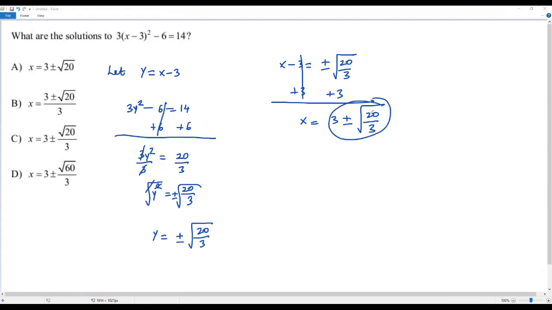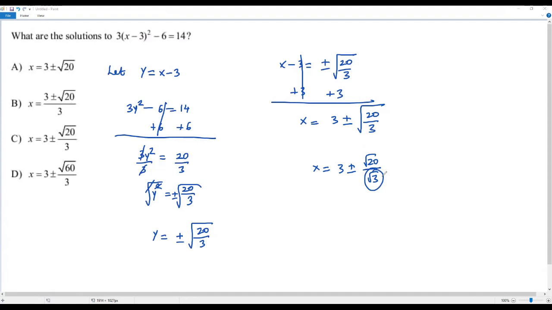But I don't find this one in any of the answer choices. I think I may have to do some more simplification over here. For that, what we can do is write this square root of 20 over 3 as the square root of 20 divided by the square root of 3, because whenever we have a square root of a fraction, the square root can be distributed to the numerator and denominator. That's what I've done over here.